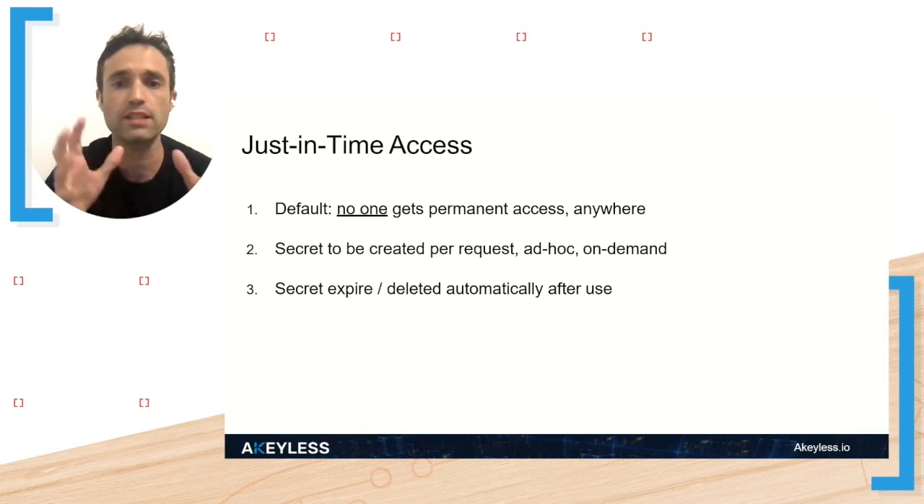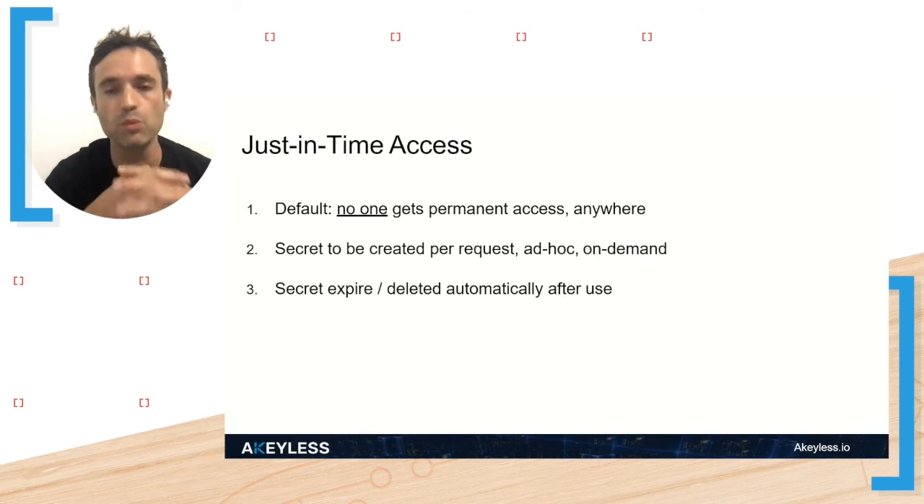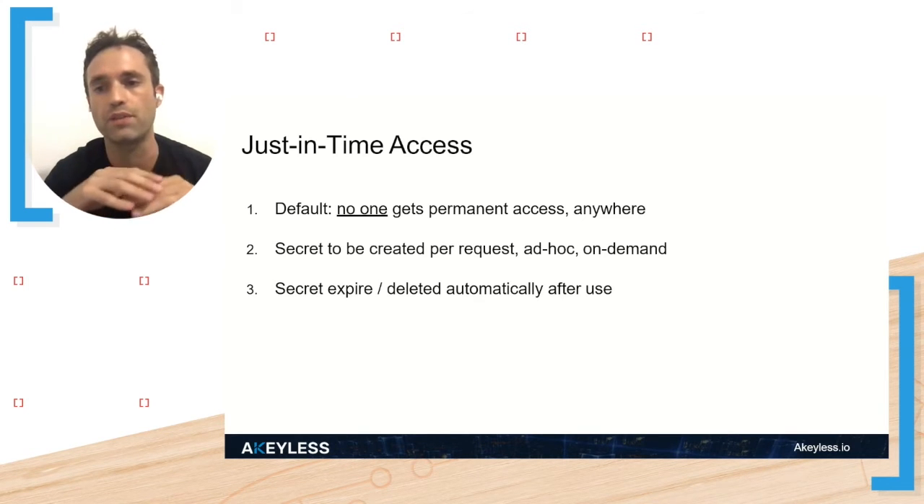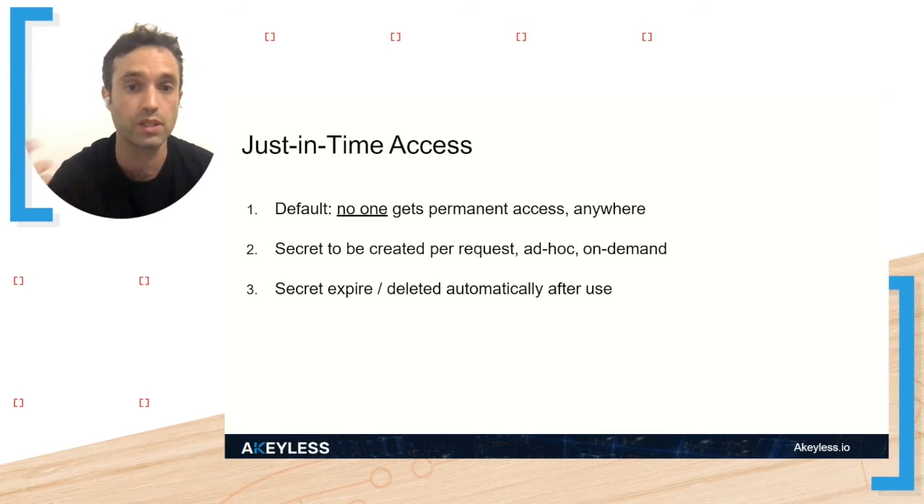Now, just-in-time access is an approach that basically says that number one, you don't need to mess with defining and creating those credentials. You never need to create credentials on your own and provide them statically to any particular identity, either human or machine. So the default is that they do not have any access. No one has access, no identity in your network.